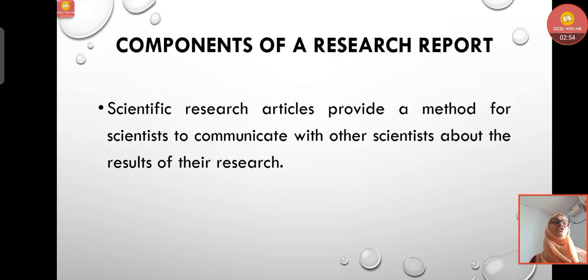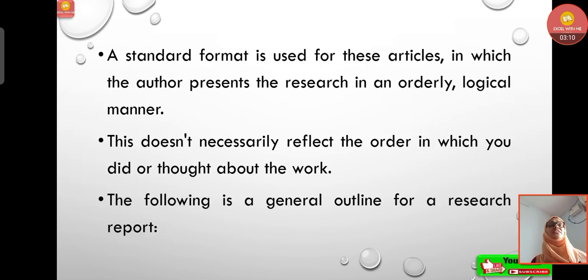Now, what are the components of a research report? Scientific research articles provide a method for scientists to communicate with other scientists about the results of their research for further investigation. If they are not satisfied, they can see those theories and formulate their own theories here. A standard format is used for these articles in which the author presents the research in an orderly, logical manner. That doesn't necessarily reflect the order in which you did or thought about the work. The following is a general outline for a research report.